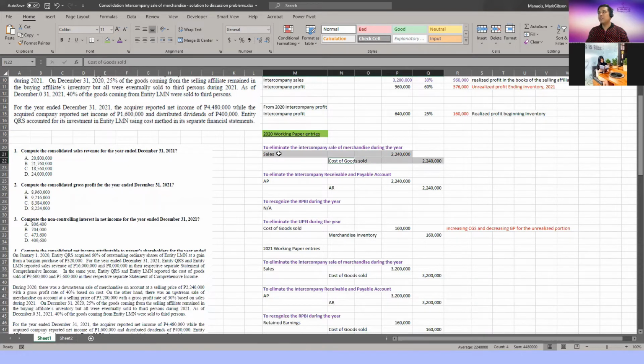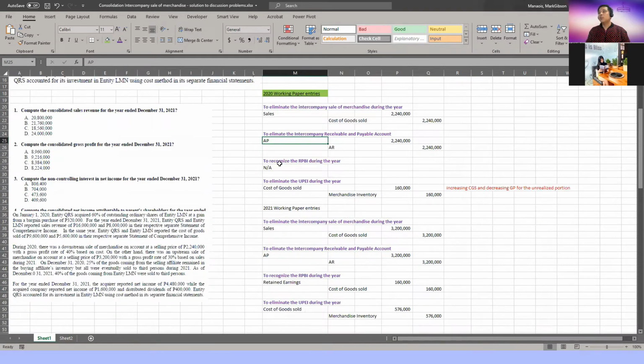So, parang basic accounting, no? So we eliminate this. I-reverse lang natin. So to eliminate intercompany receivable and payable, of course, debit AP, credit AR. So AP, ito naman yung na-recognize sa books ni LMN.